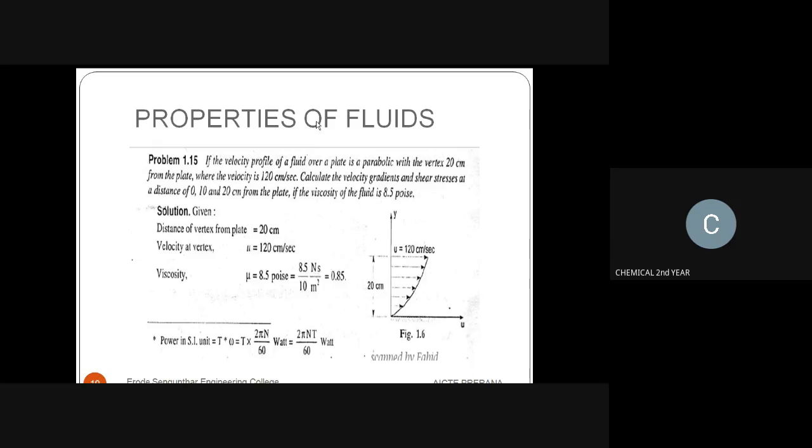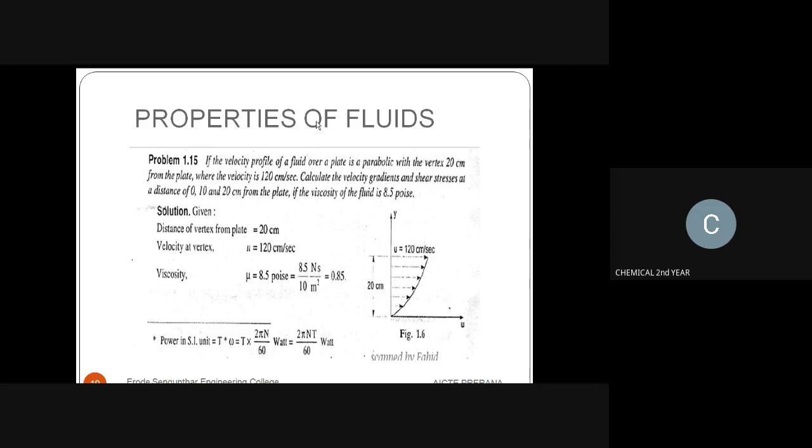So you can see. If the velocity profile of a fluid over a plate is parabolic with the vertex 20 centimeter from the plate, where the velocity is 120 centimeter per second, calculate the velocity gradients and shear stresses at a distance of 0, 10, and 20 centimeter from the plate if the viscosity of the fluid is 8.5 poise.